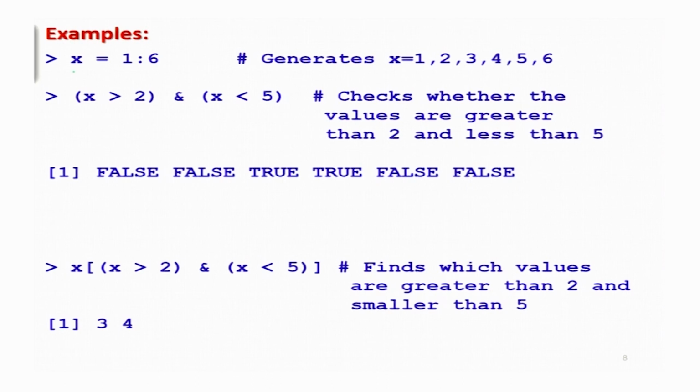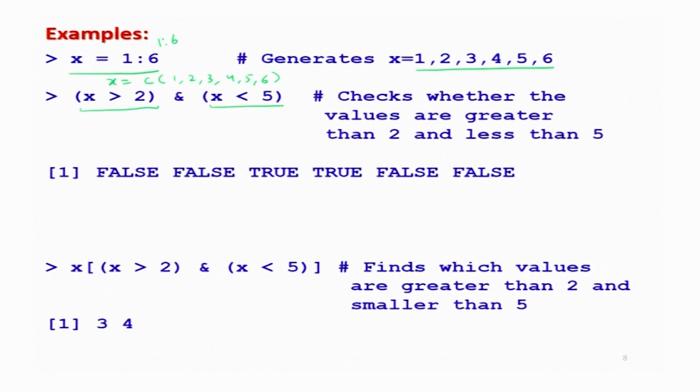So, I consider here a data vector 1 to 6. So, I am writing here 1 colon 6. So, this is going to give us the values like 1, 2, 3, 4, 5, 6. It is something like I can also write data vector x equal to c parenthesis 1, 2, 3, 4, 5 and 6. Now, after this I have a condition. The condition here is that x greater than 2 and x smaller than 5.